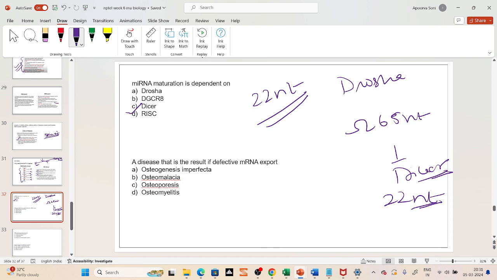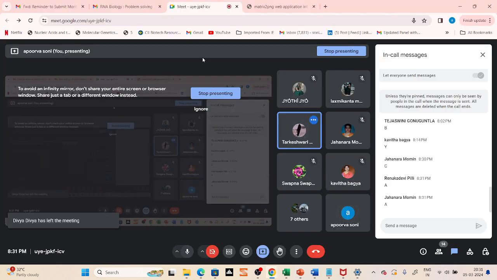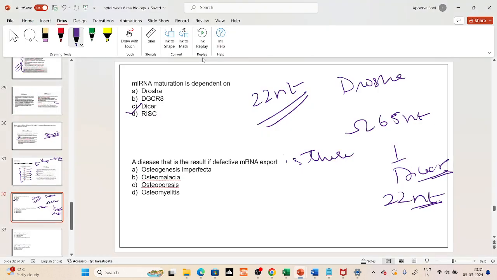Then the next question: a disease that results if defective mRNA transport is there is osteogenesis imperfecta, osteomalacia, osteoporosis, or osteomyelitis. Option A, osteogenesis imperfecta. Yes. Jahanara, Renuka and others have also answered correctly that it is option A, osteogenesis imperfecta. We have talked about this, that a mutation in a splicing factor happens.